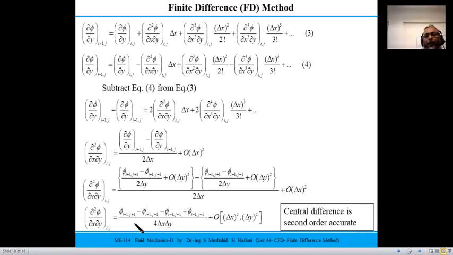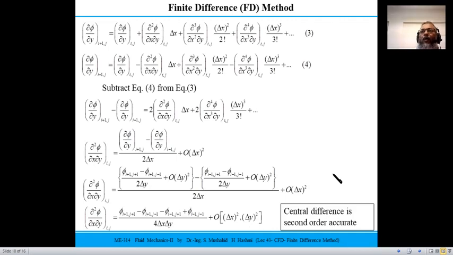Here I need information about all 4 points in order to calculate that mixed derivative, because the mixed derivative involves variation in x as well as variation in y, and so this can be evaluated. Since I am evaluating the mixed derivative at ij, I need information about all those forward and backward variables. That is why it is called central difference in x as well as central difference in y. And just like in one dimension, once it is a second central difference, it is automatically second order accurate.